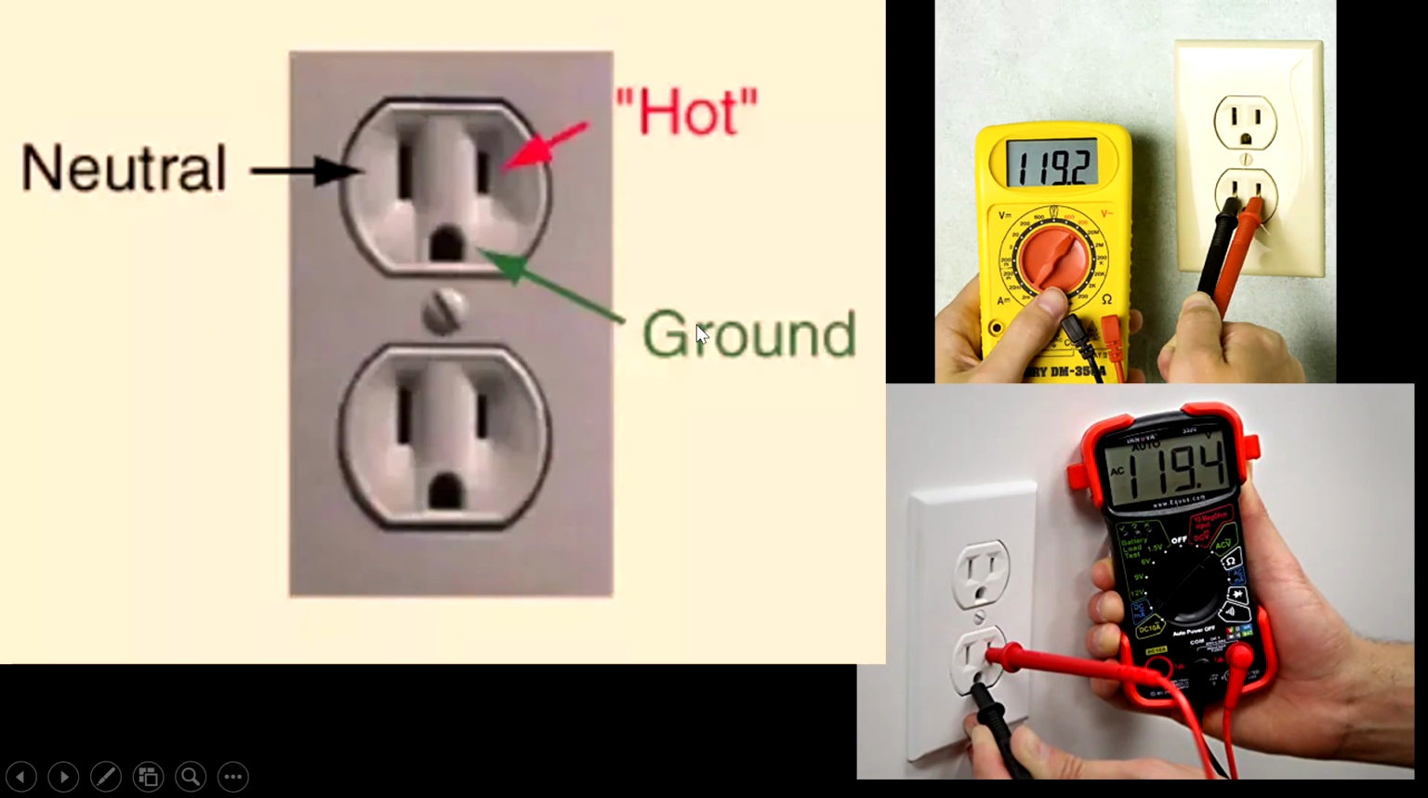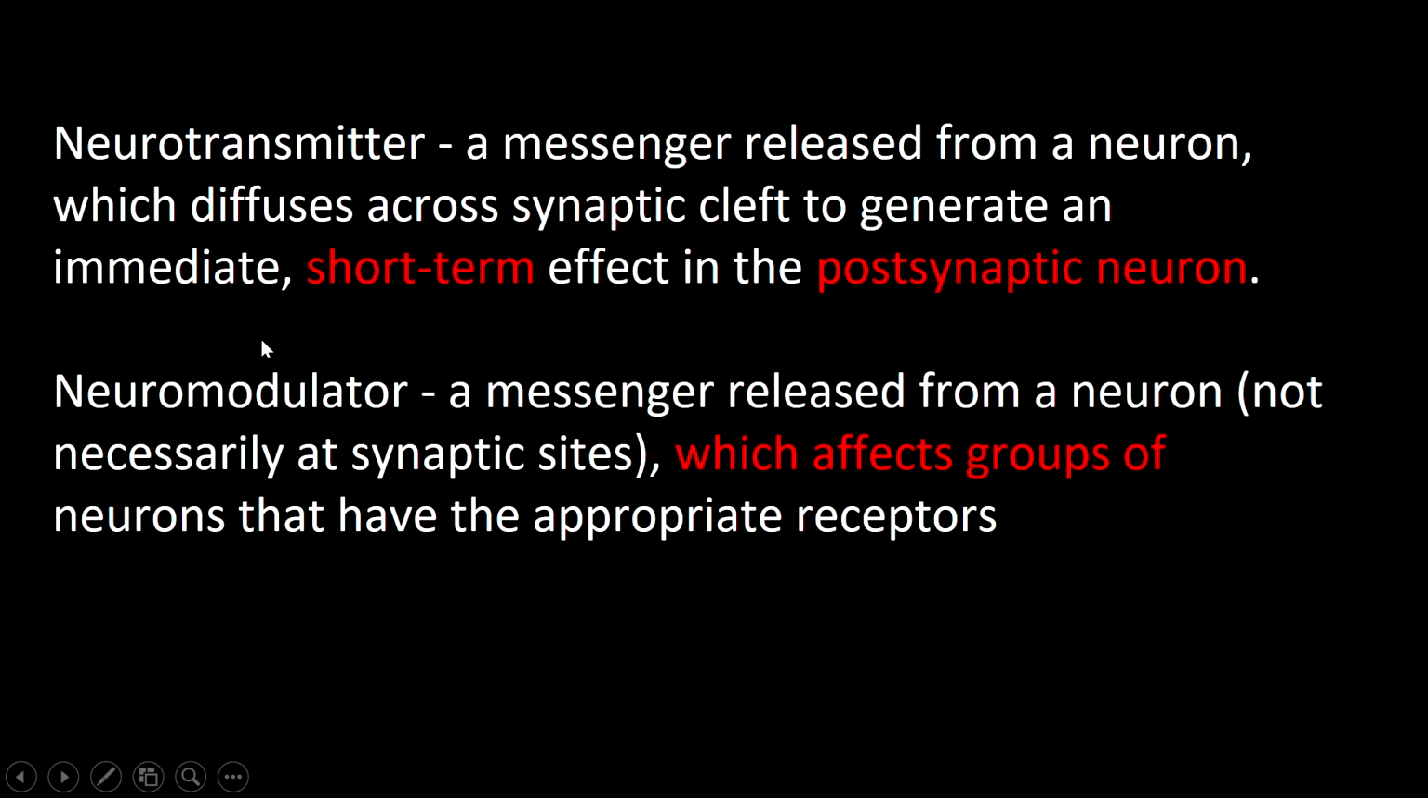washing machine to ground. Okay, let's come back to this neurotransmitter, neuromodulator topic. Let's talk about some terminologies. First one is neurotransmitter. That is a messenger, and most of the time that is a chemical that is released from a neuron and which will diffuse across the synaptic cleft to generate an immediate short-term effect.